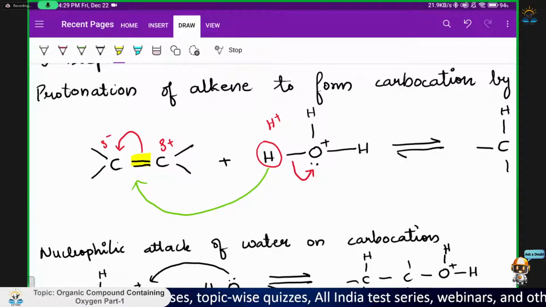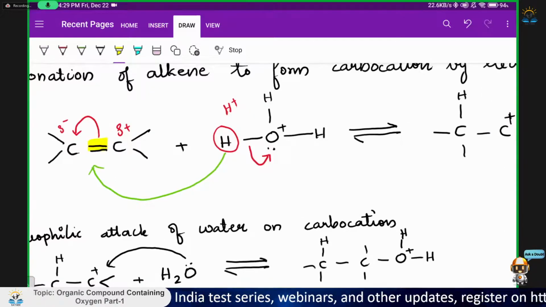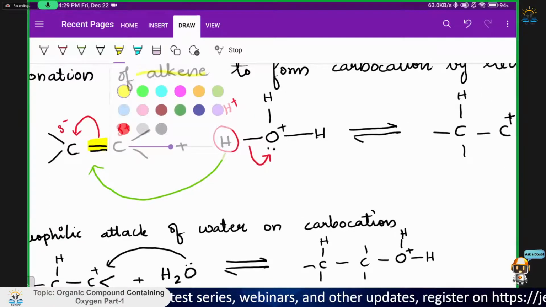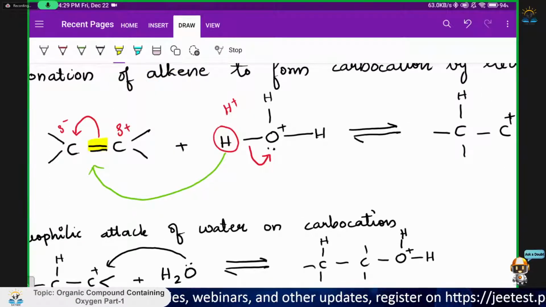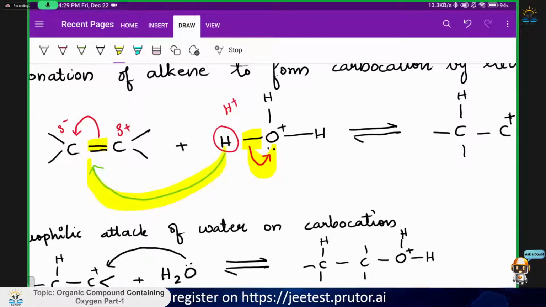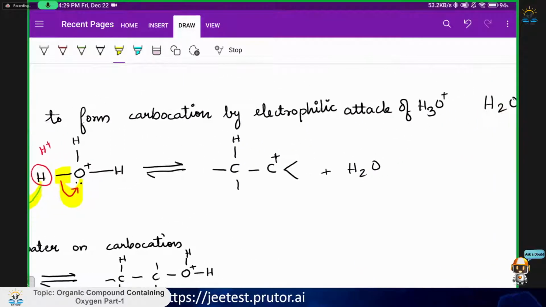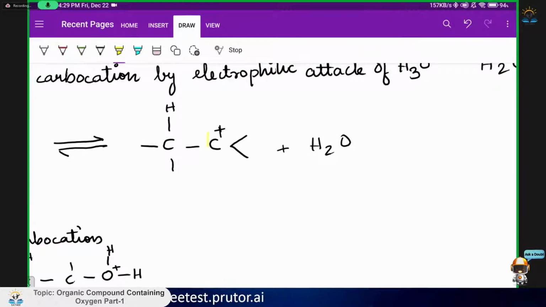The double bond is shifted. So one carbon will get a slight positive charge and the other carbon will get a negative charge. And the hydronium ion has a positive charge, so this bond gets shifted towards the oxygen and H+ is created. This H+ comes and attacks the negatively charged carbon. And therefore we'll get a carbocation in this step.